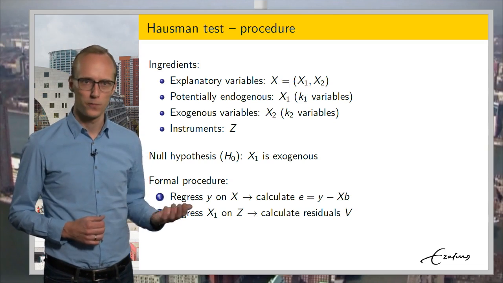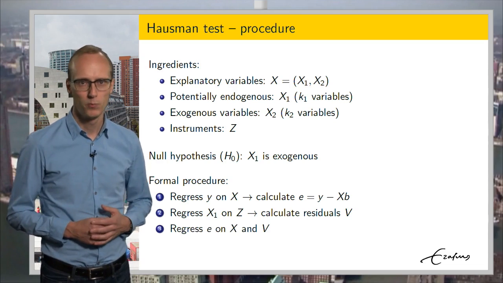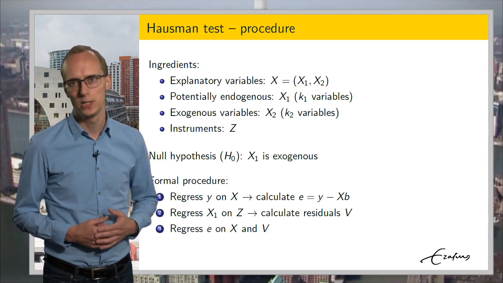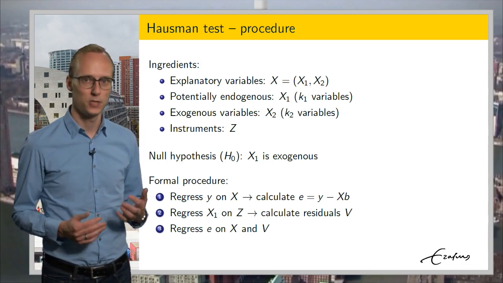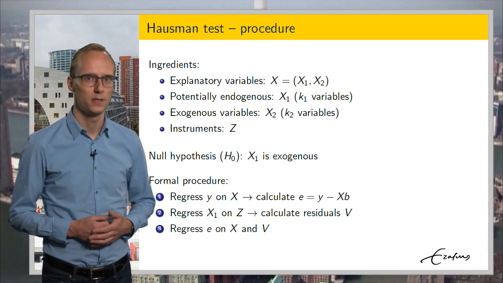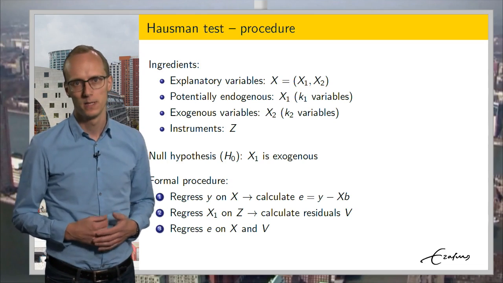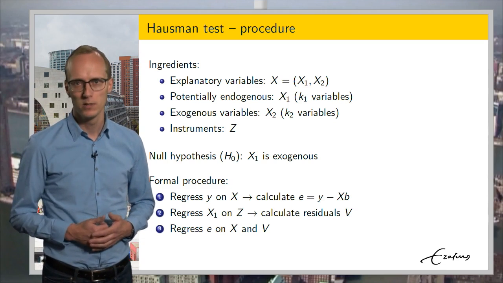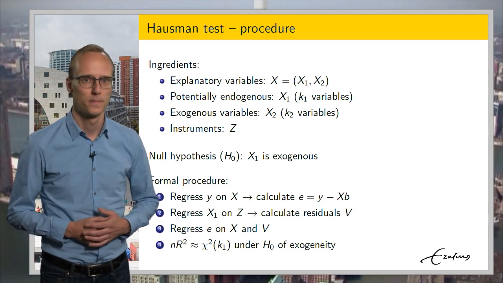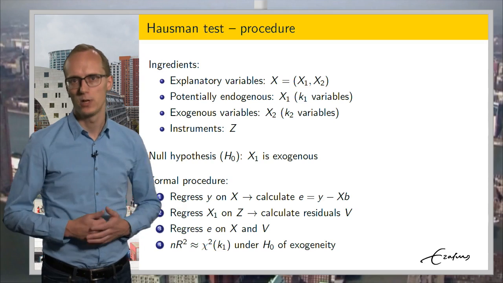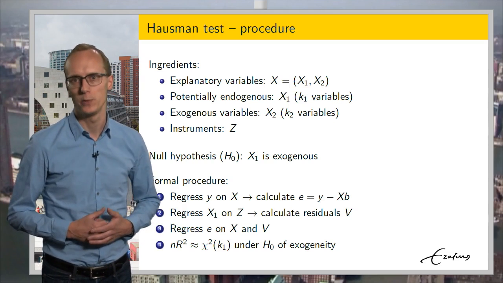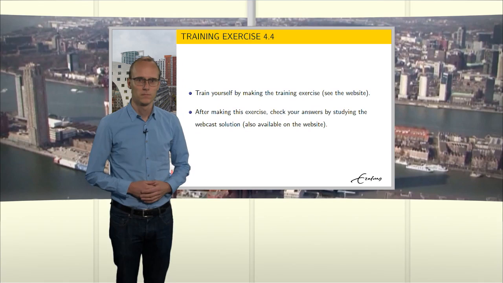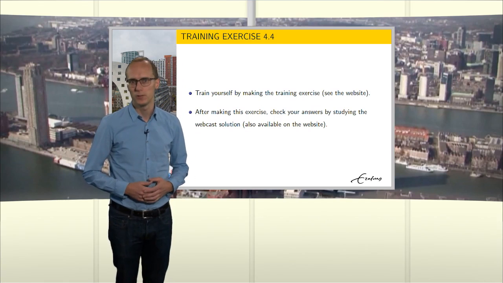Call these residuals V. In the third step, we regress the residuals from step 1 on all explanatory variables and the residuals from step 2. If x is exogenous, V does not explain anything, and this regression should not fit well. If the R-squared is too large, we should reject the exogeneity of variables x1, and 2SLS is necessary. The distribution of n times R-squared is approximately a chi-squared distribution with as degrees of freedom the number of variables that we test. This was the last testing procedure related to endogeneity.